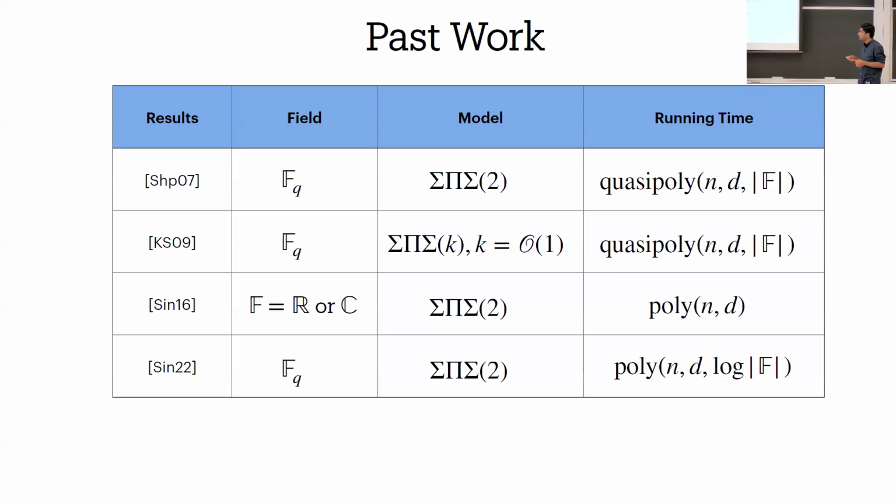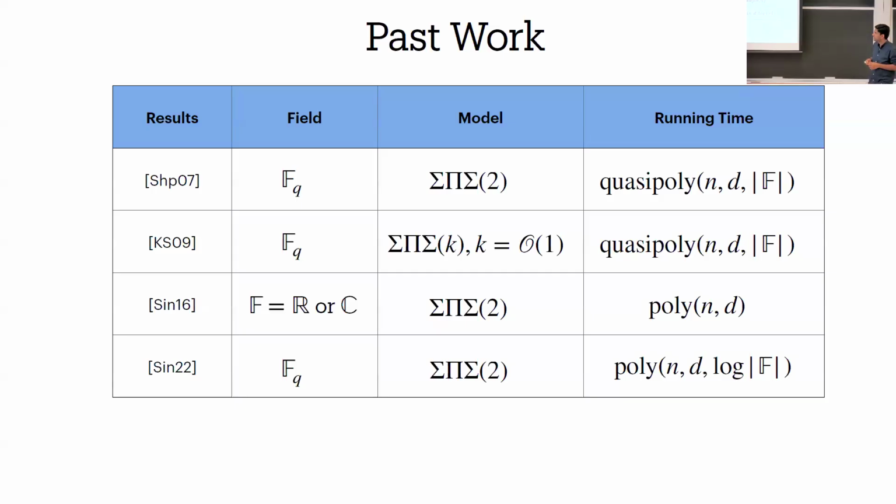In 2007, Amir Shpilka gave an algorithm for top fan-in 2 depth 3 circuits that worked for finite fields and had a quasi-poly running time. But interestingly, it had a dependence on the size of the field. So when we say finite field, it only means small finite fields. Even if you have large fields, this is an exponential running time.